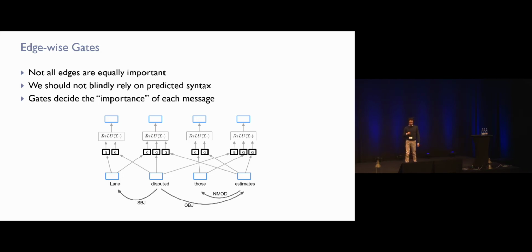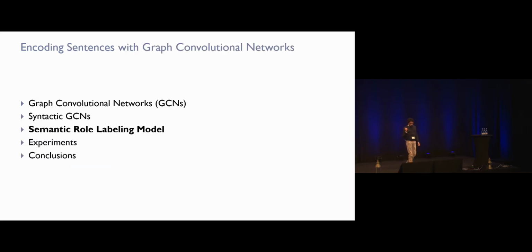So for each message, we decide how much this message is important for the final representation of the next node. So we send a message, the gate decides how important this message is, and then we sum up everything just like before. The gates are calculated depending on nodes and edges. Good.